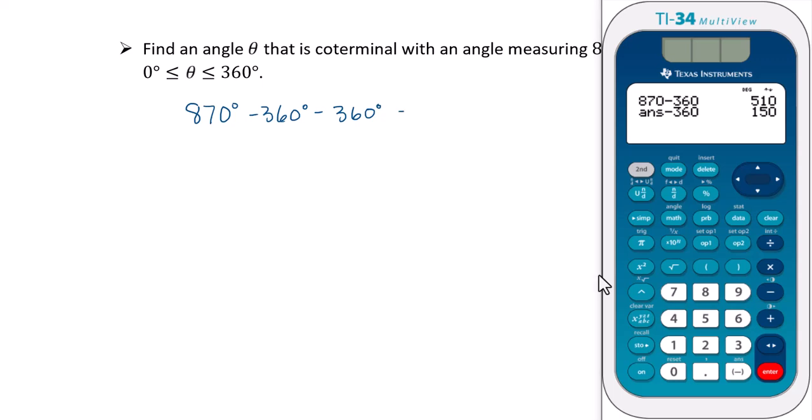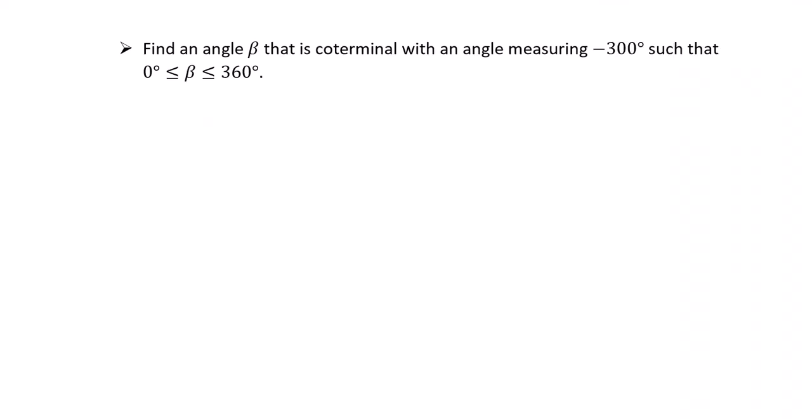And that gives us an angle measure that is between 0 degrees and 360 degrees. Find an angle beta that is coterminal with an angle measuring negative 300 degrees, such that beta lies between 0 and 360 degrees. Here, we'll need to add 360 degrees. When we do that, we get 60 degrees, which is our coterminal angle between 0 and 360 degrees.